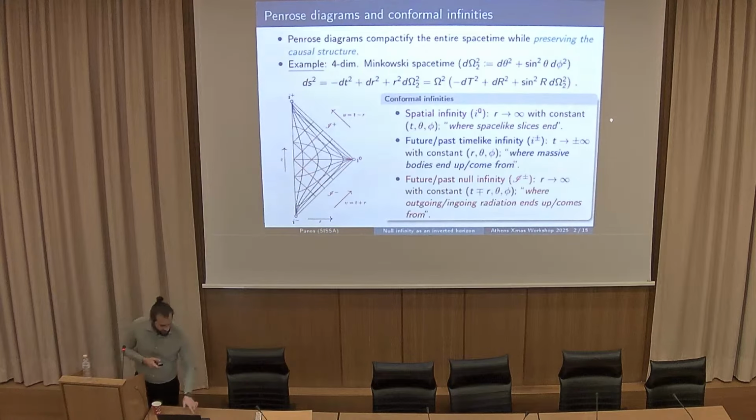Physically, these can be understood in the following way. Spatial infinity is where all space-like slices end, and future and past time-like infinities are where all massive bodies come from and end. And last, more importantly for this talk, we have null infinities located at these tilted sides of the diamond, indicating that these are null surfaces. Future null infinity is the place where all radially outgoing radiation ends up, and past null infinity is where ingoing radiation comes from.